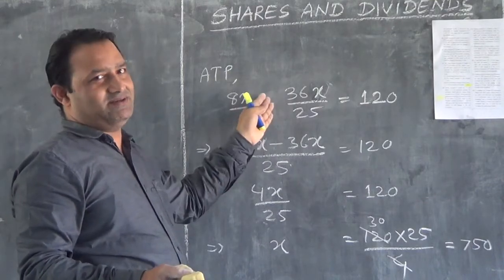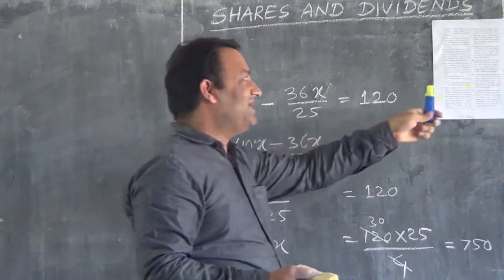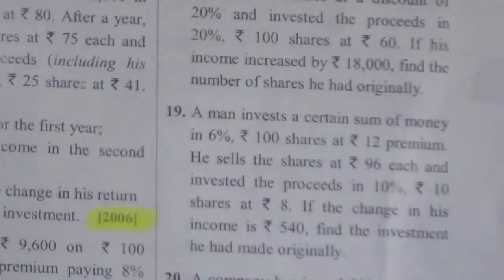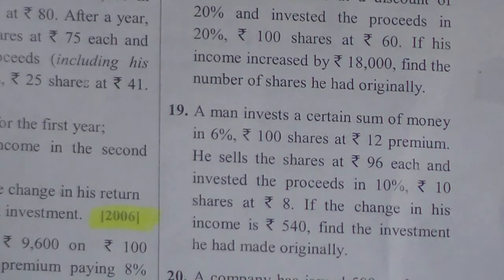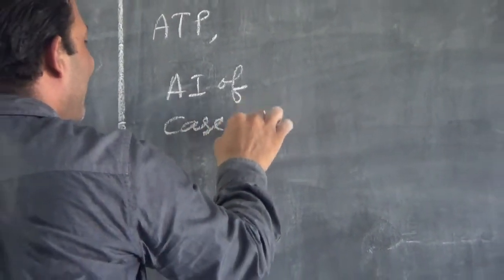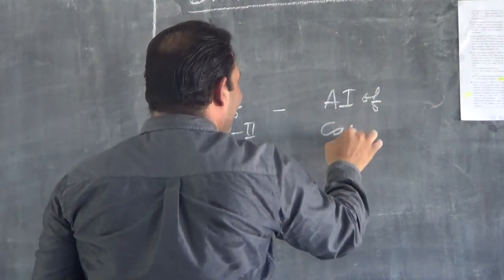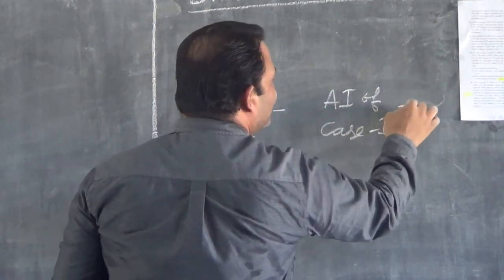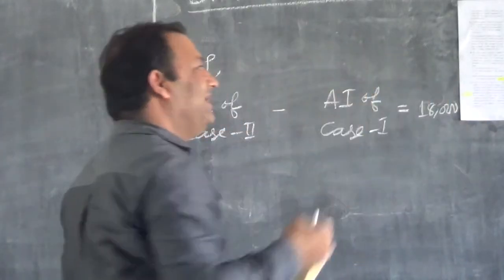Don't say yes. Say no, sir. Don't say yes, because here what happened? The annual income increased. That is why I said don't say yes. You say annual income of case 2 minus annual income of case 1. Remember that. Then this will give you how much? This will give you 18,000 rupees, and then when you solve, you will get the answer.